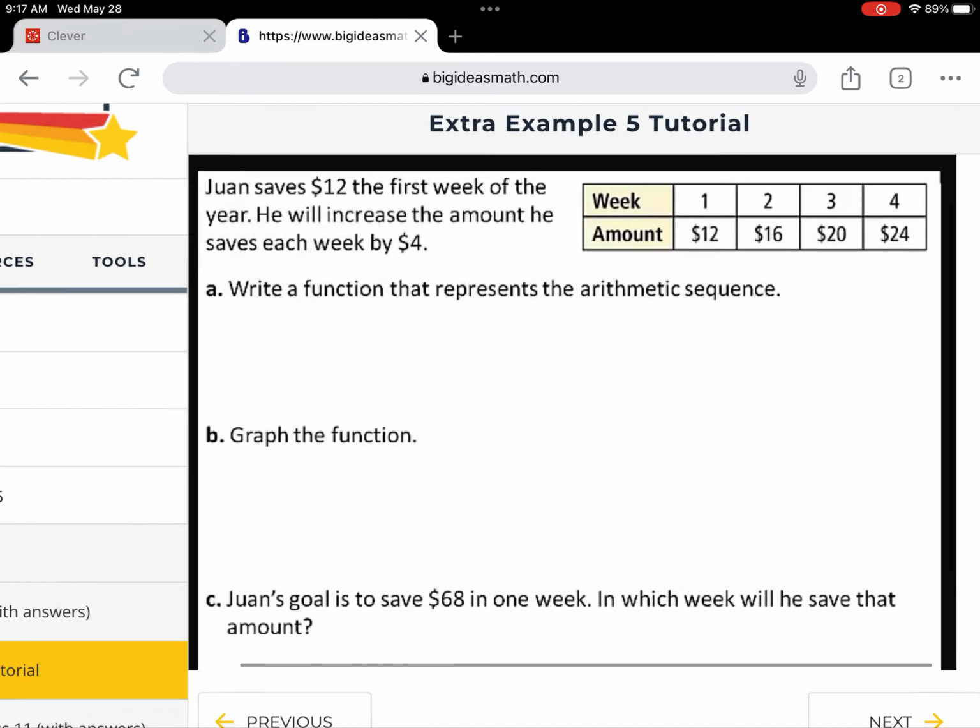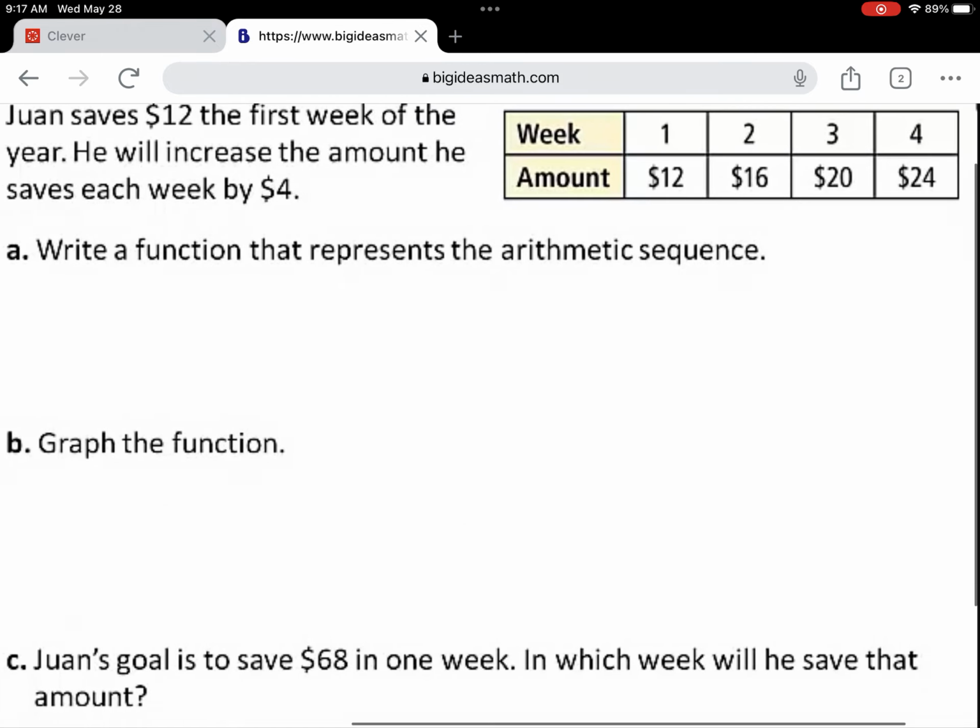Juan saves $12 the first week of the year. He will increase the amount he saves each week by $4. Part A. Write a function that represents the arithmetic sequence. First, find the common difference.